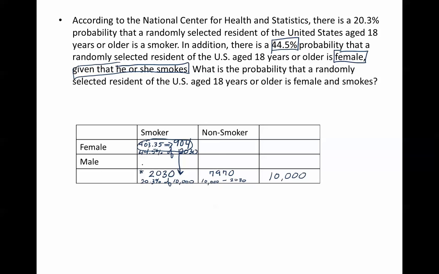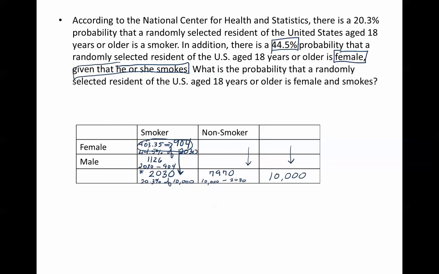Certainly, if we needed this box here, we could take the total number of smokers, 2030, minus the number of females, 904, and that would give us 1126 for the number of smokers who are male. And actually from there, we would not be able to fill in either of these non-smoking boxes or total number of male and female, because we're just not given any information there. But we have everything we need now to answer this question.